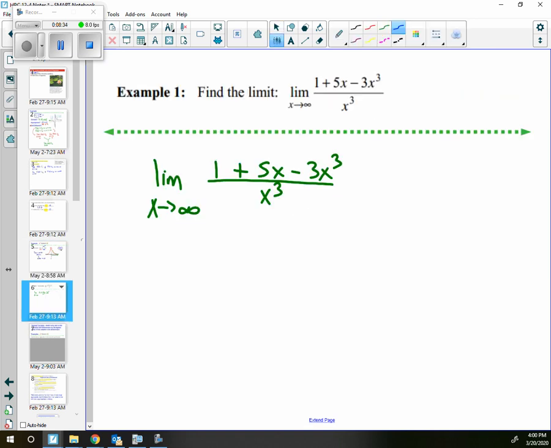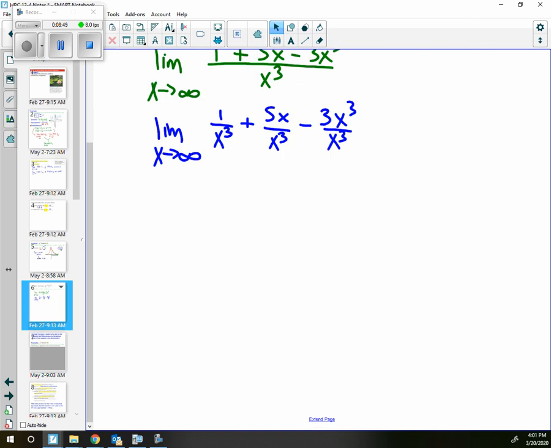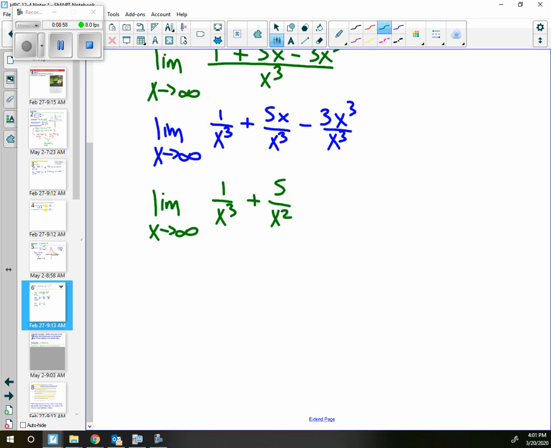What if we write each of these as a ratio as well? So we can look at what each ratio does. I'd have 1 over the x cubed. You'd have a 5x over the x cubed. And then you'd have a 3x cubed over an x cubed. What we'd want to do is take a look at what each of these ratios do as x gets really, really big. Let's see if we can simplify them first. 1 over x cubed you can't do anything with. We'd have 5 over x squared, and then we'd have a 3.